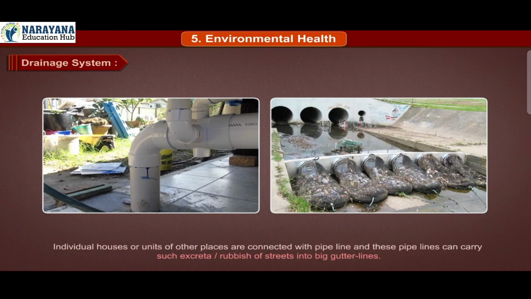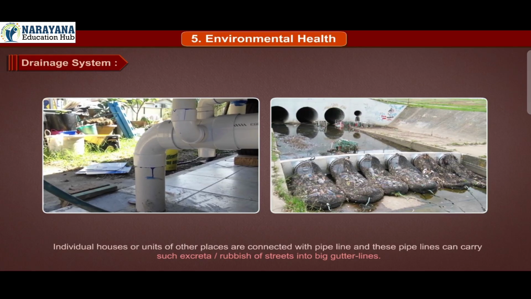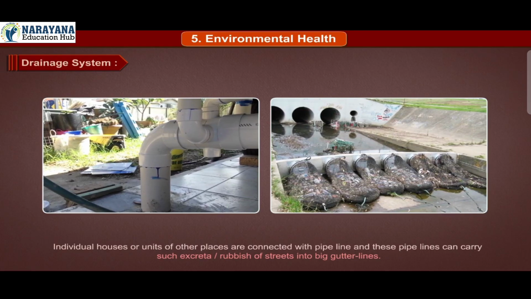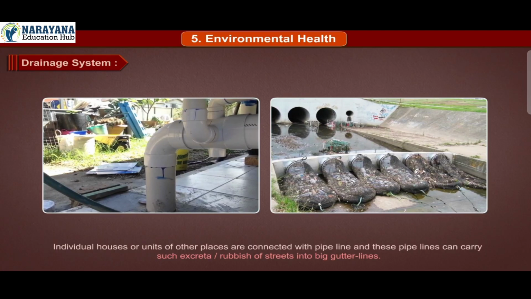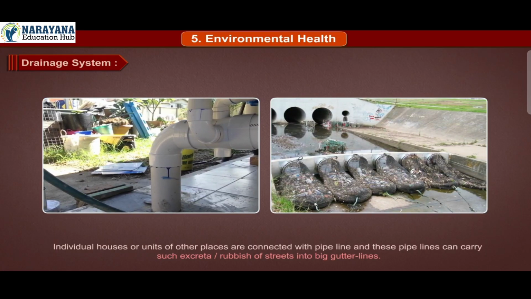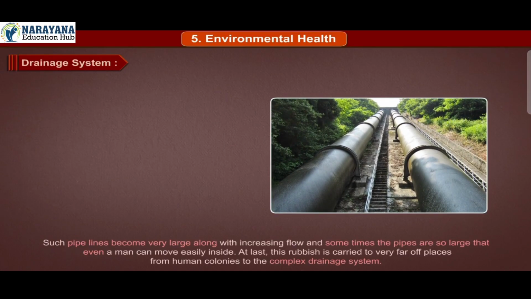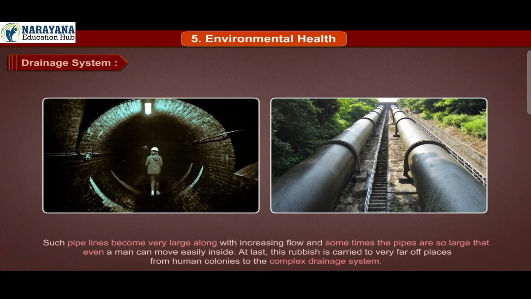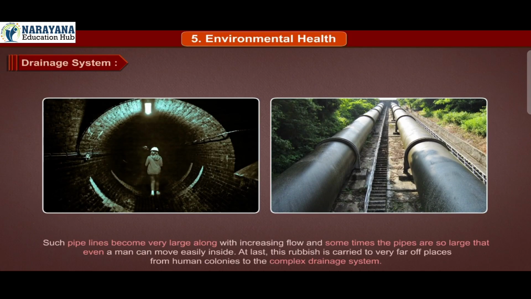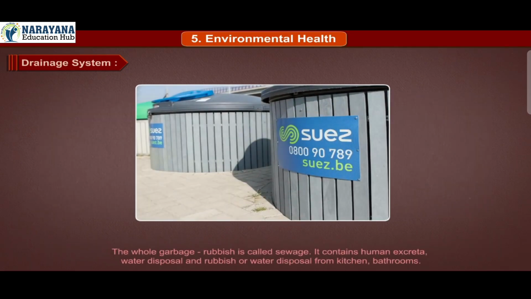Individual houses or units of other places are connected with pipelines, and these pipelines carry such excreta or rubbish of streets into big gutter lines. Such pipelines become very large along with increasing flow, and sometimes the pipes are so large that even a man can move easily inside. At last, this rubbish is carried to very far off places from human colonies through the complex drainage system. The whole garbage rubbish is called sewage.